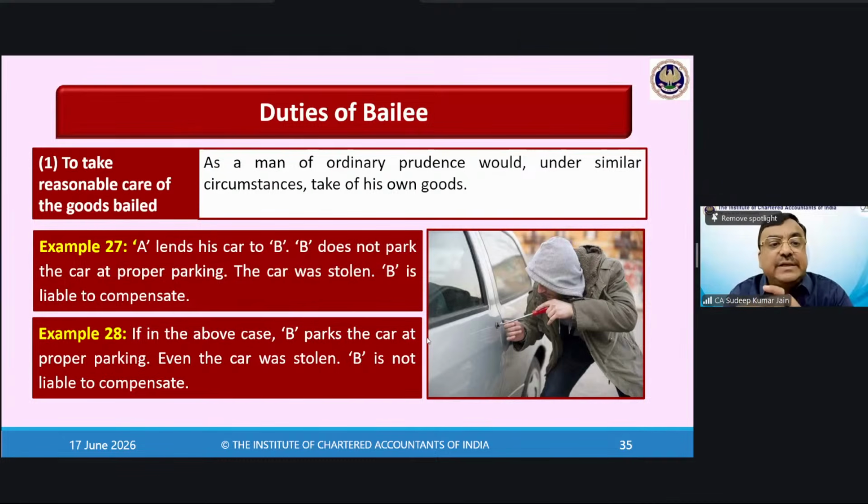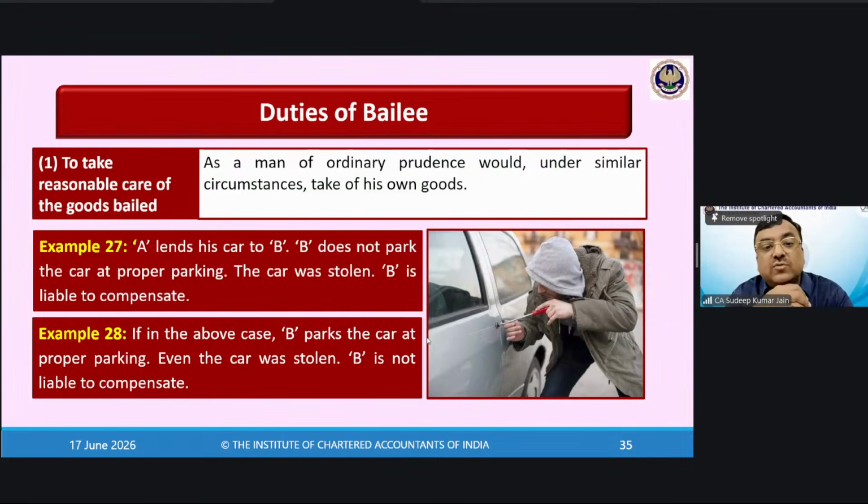To take reasonable care of the goods bailed, as a man of ordinary prudence, under similar circumstances, takes of his own goods. जो वो अपने गुड्स की केयर करता वही केयर उसे करनी, इसको बेली को.